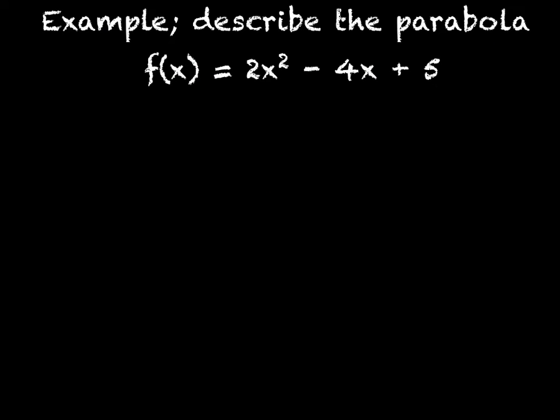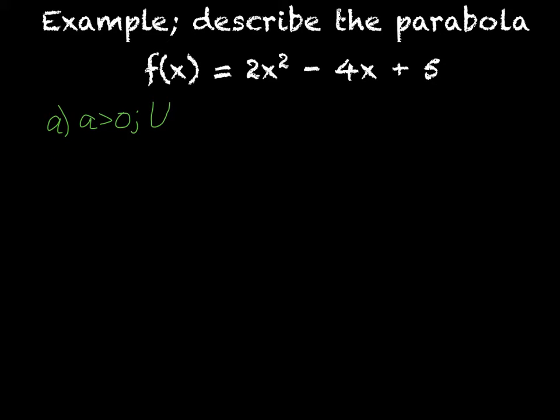For these examples, we want to just describe the parabola. What does it look like? Where is it placed on the graph? So, for the first thing we want to look at, is it going to open up or open down? Well, since my a term is greater than 0, it's going to open up. So my graph is going to look like a U shape.